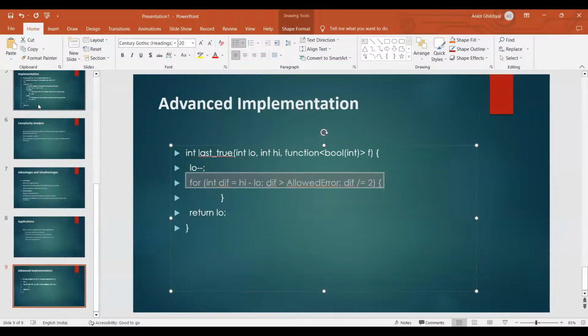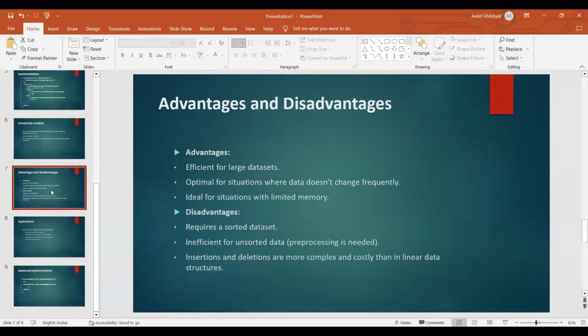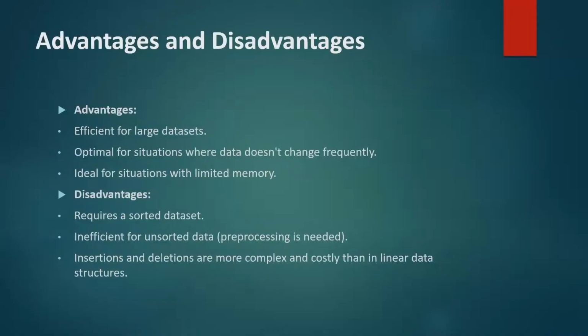Okay, so let's look at some advantages and disadvantages of binary search. The advantages of binary search are: it is efficient for large data sets, and it is optimal for situations where data doesn't change frequently. See, if data changes, you'll have to sort your array again. If it is changing many times, you'll have to keep on sorting your array, right?